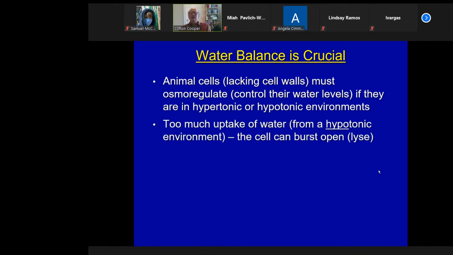So if you put an animal cell into, say, a hypotonic environment, say you put an animal cell into pure water, the cell will start absorbing water from the surroundings and eventually it could pop. That'll happen with red blood cells. They will definitely pop if you put them in that environment. If you take blood, put it into fresh water, all the cells just pop like little overinflated balloons.